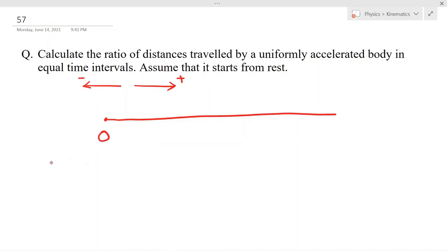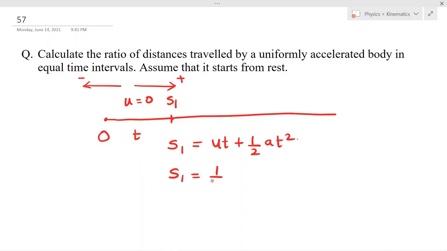Let's say this is origin, and it is starting from rest, so u is equal to 0. Now we have to calculate the ratio of distances traveled by this in equal intervals. So let's say in time interval t it covers this much distance, let's say s1. So what will it be? S1 will be ut plus half at square. Now s1 is equal to, u is 0, so this will be half at square. This is my first equation.